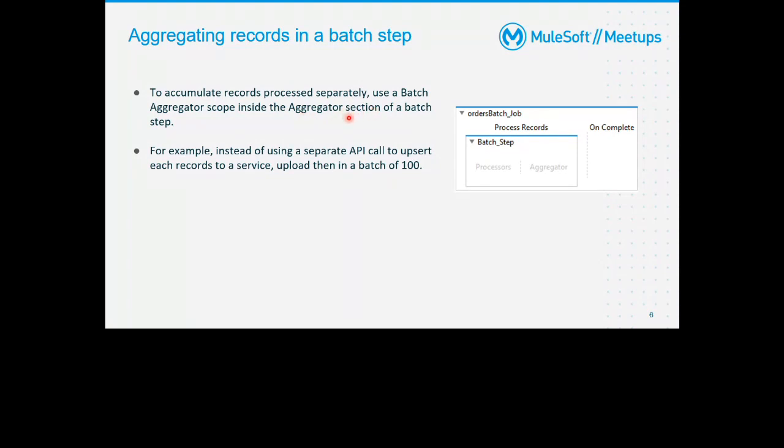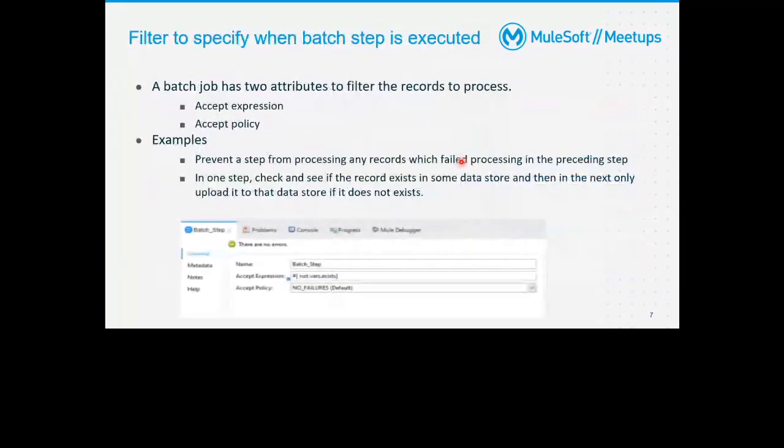For example, instead of using a separate API call to upsert each request to a service, what we do is collect them in a group and then send them, based on 100 records, to your end system. That is where your aggregator comes into the picture and helps you. For example, instead of calling 100 times, you can use one call to send 100 records. That is where your aggregator comes into the picture.